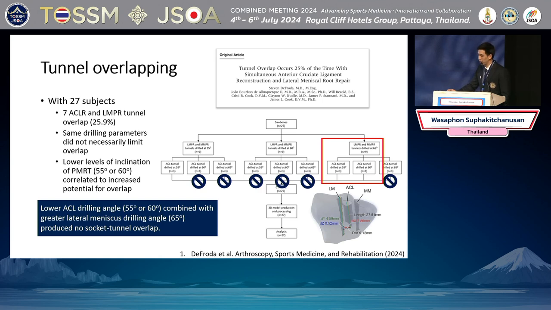Last year, Florida reported a study with 27 saw bones and found that tunnel overlapping occurred in 25% of the cases with ACL and lateral meniscus posterior root tear repair. Parallel drilling parameters between ACL reconstruction and lateral meniscus posterior root tear repair did not necessarily limit the overlap. In this study, they suggest that a lower ACL drilling angle, like 55 or 60 degrees, combined with a greater lateral meniscus drilling angle, like 65 degrees, should be used because it produces no socket tunnel overlap.